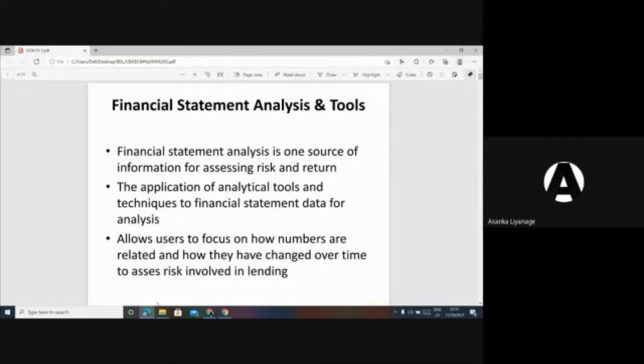If I come back again to the slide, financial statement analysis is one source of information for assessing risk and returns. Taking the concept of risk and returns, normally these two items, risk and return, have a very positive correlation. Positive correlation. When the risk is high, you get a higher return. In the same way, when you are taking lower risk, you will end up having a lower return.